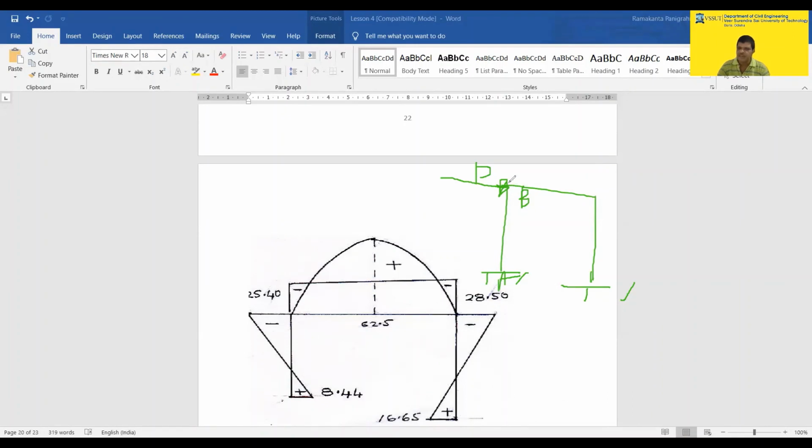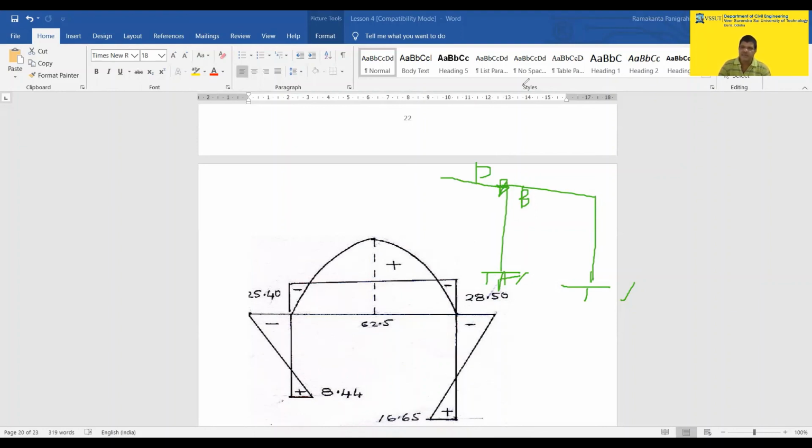Only if it is acting in between the span, then the fixed moments come. So in a problem, if you see P acting here, it will not give any fixed moments, but it will help in calculation of the shear equation. So you should understand that, and if you find some problem, you can also do accordingly.